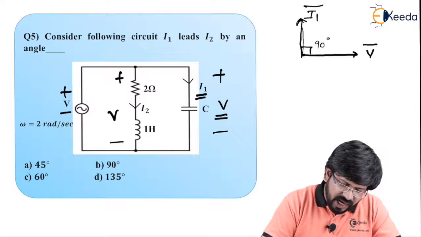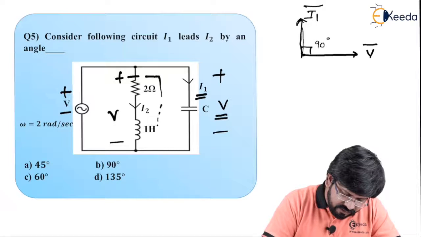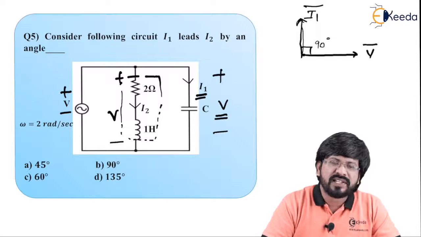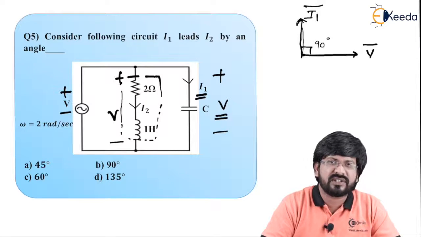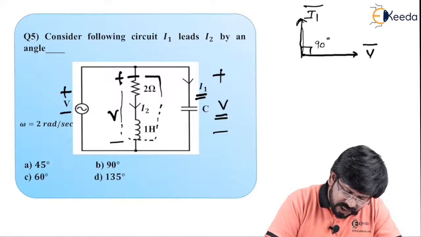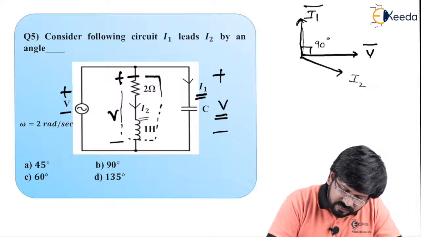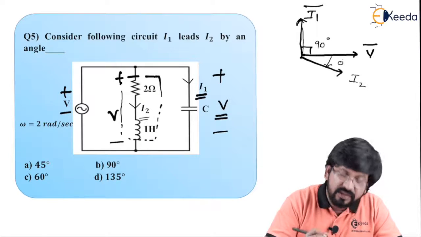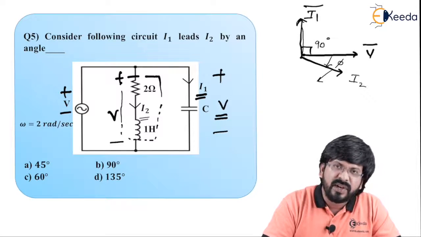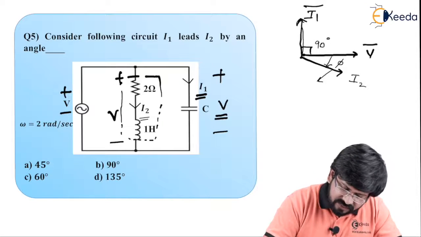Now let's talk about the RL circuit, because the first branch, as you can see, is an RL circuit. We know the fact that for an RL circuit, current always lags the voltage. The current through this branch is I2. So I2 will lag voltage by some angle, let's say phi. We should understand that this phi is nothing but the phase angle between voltage and current. It is also called the impedance angle.